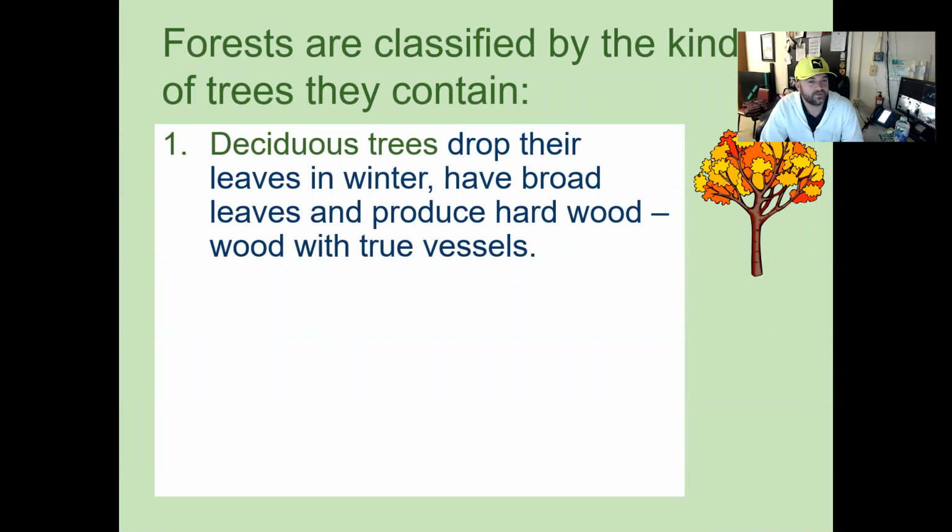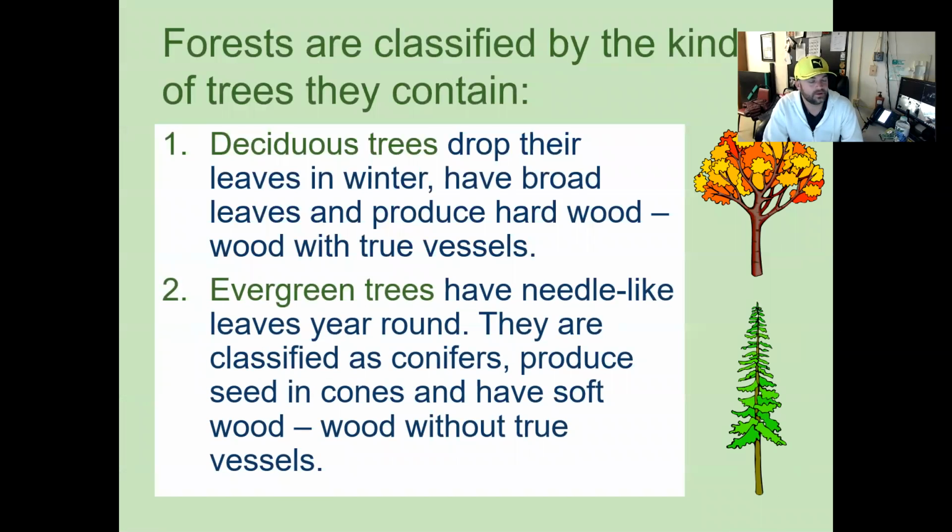They contain deciduous trees, which drop their leaves in the winter, have broad leaves, and produce hardwood, that is wood with true vessels. These trees will drop their leaves in the fall. They'll typically turn anywhere from brown to red to orange and come off. So that's how you can tell if they're deciduous or not. And evergreen trees typically have needle-like leaves year-round. They can be broadleaf though. They are classified as conifers, produce seed and cones, and have softwood. These are wood without true vessels.